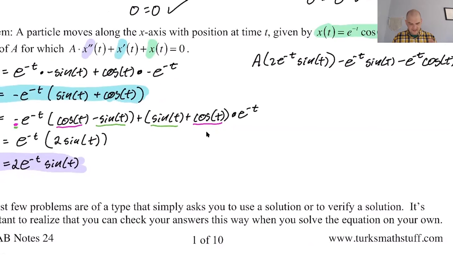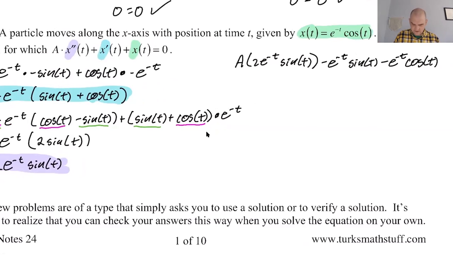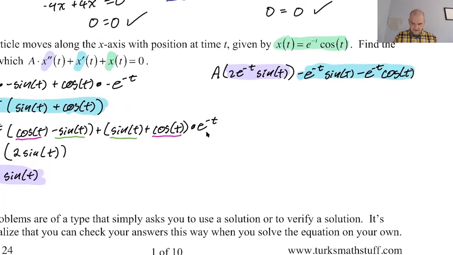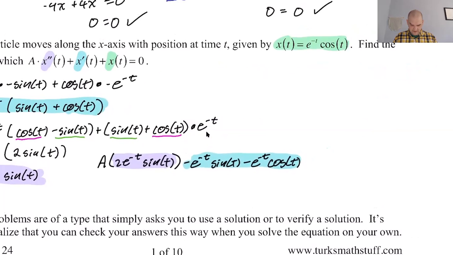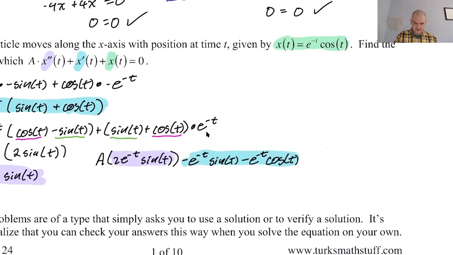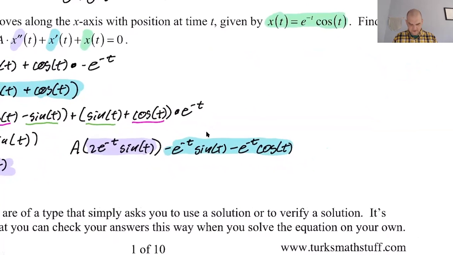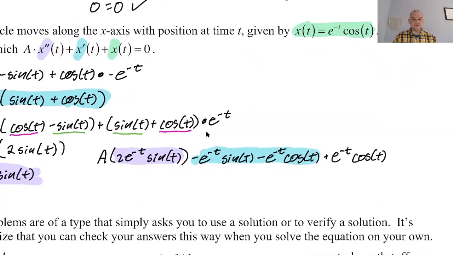Okay, so that's my x prime. I could color code these also. This was when I substituted for x double prime. This will be when I substituted for x prime. And then I need to add in x of t, so I need more space. I'll put it down here, because I think I'm going to be able to simplify this pretty quickly. So I need to add in another x, which is e to the negative t cosine of t. And then all of this should, according to the differential equation, be equal to 0.